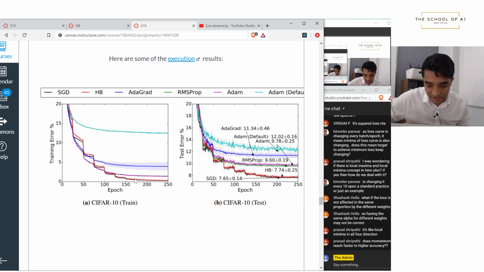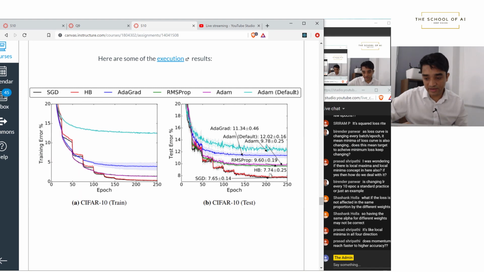We have SGD in black, and then we have this hybrid, which is SGD with momentum, and then we have AdaGrad, RMSProp, Adam, and Adam default. And you see that on CIFAR-10 and CIFAR-10 test, in both the cases, there's no one which is going to come close to SGD, right? What actually is happening?